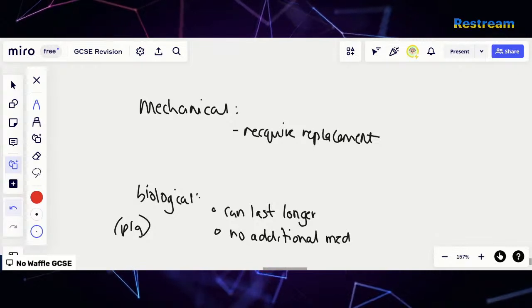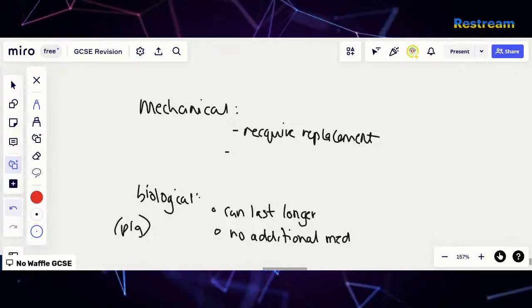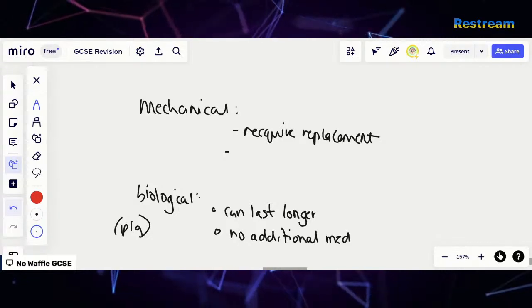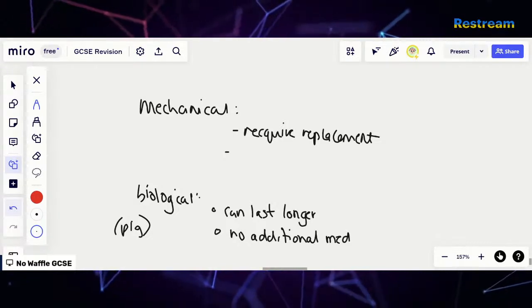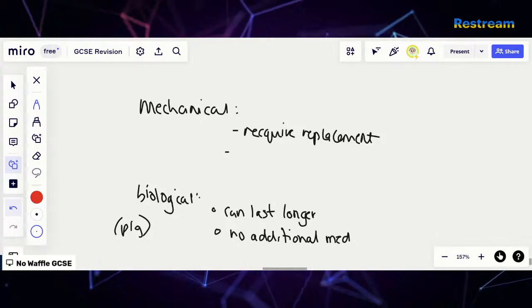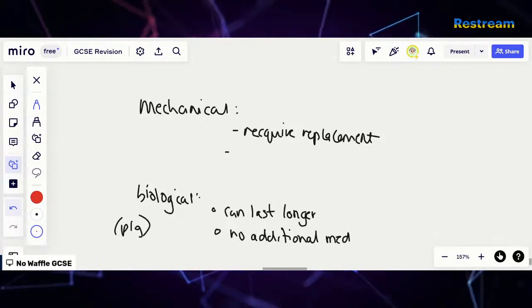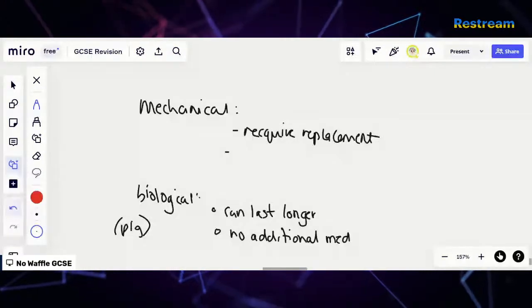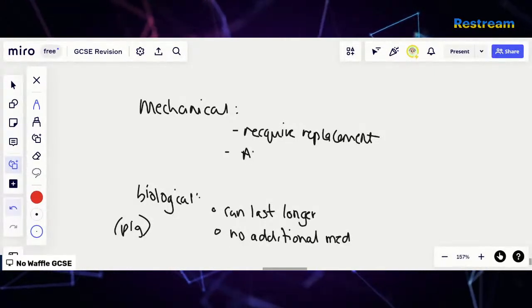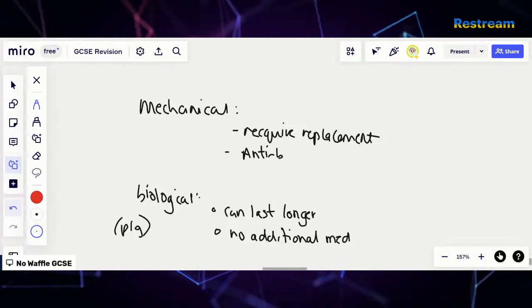Now, because of the metals and materials that are in the mechanical valve, you also need a medicine called anti-clotting, because it can cause clots that can be really damaging. So you need the medication anti-clotting, anti-blood clotting medication.